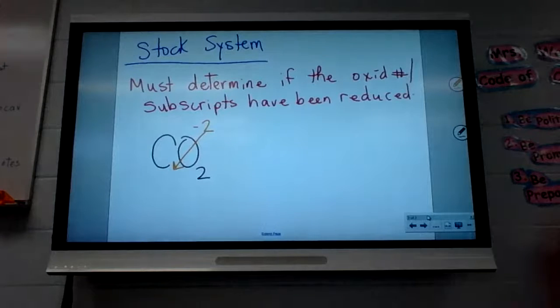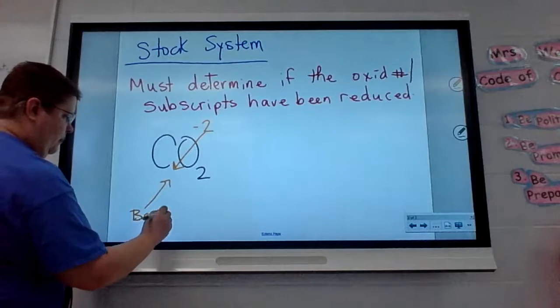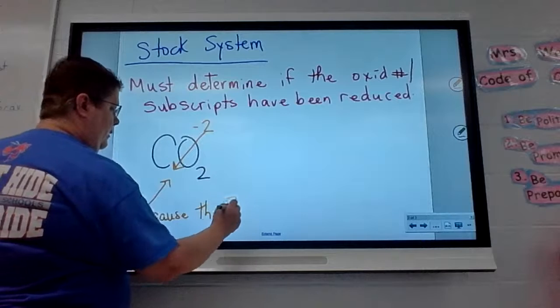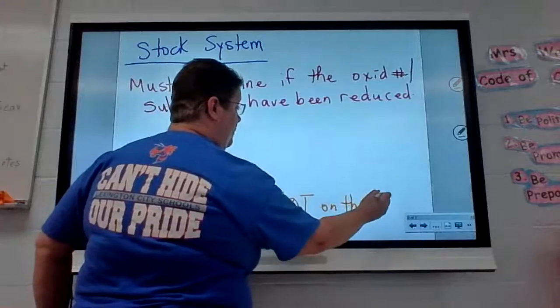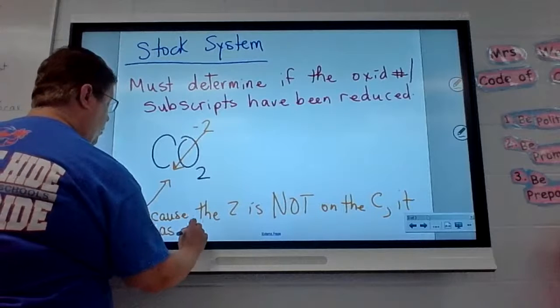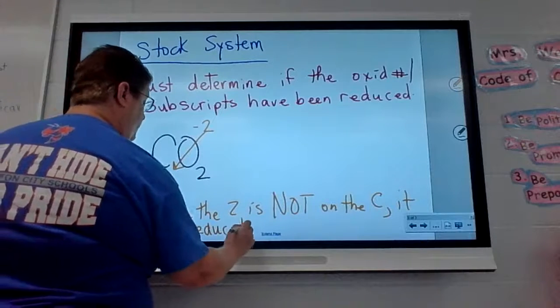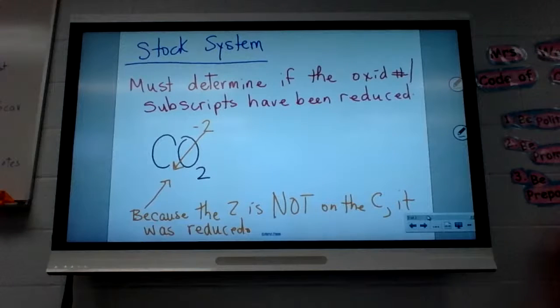No. No. Okay? Because the 2 is not on the C, it was reduced. Okay? That's how you figure it out. You know oxygen's oxidation number is a 2. So when you crisscross, it should be where? It should be on the C. Does that make sense to everybody?